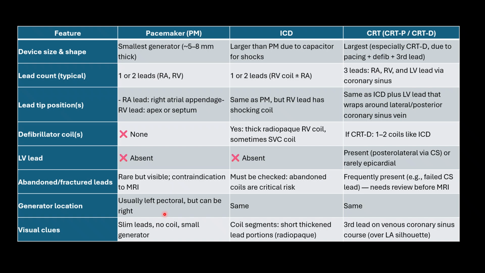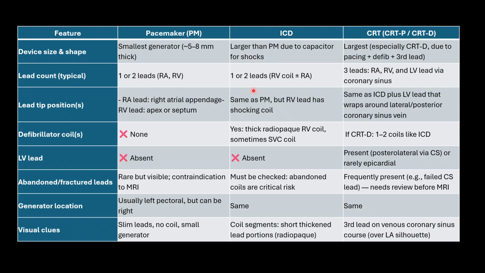The generator position should be on the left, which is the usual position, left pectoral, but sometimes, if there is infection or the patient has a breast tumor, something like that, we insert it on the right side. The most important findings on the X-ray are slim leads, no coils, and a small generator. If we come to the ICD, we will find the generator larger than a pacemaker.